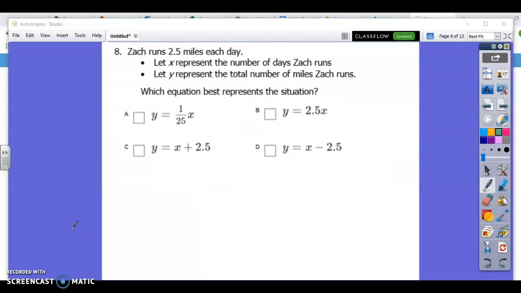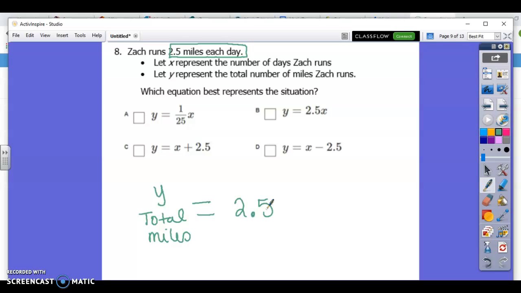Number 8, Zach runs 2.5 miles each day. Let x represent the number of days Zach runs, and y be the total number of miles he runs. So y is going to be total miles. So that's going to be equal to, it says he runs 2.5 miles each day. So anytime it says each or per, that's what you're going to be multiplying times the number of days. So the answer in this case should have been answer choice B.